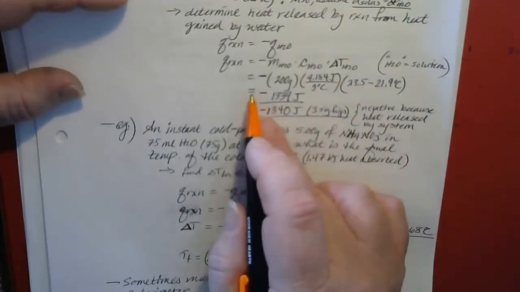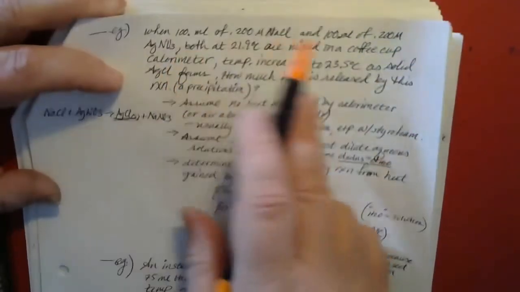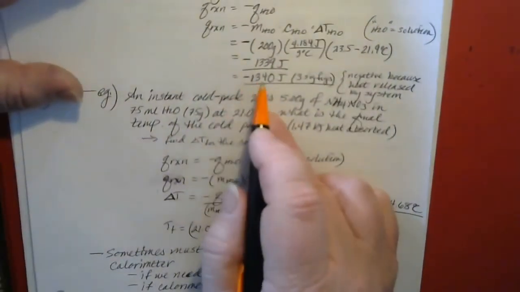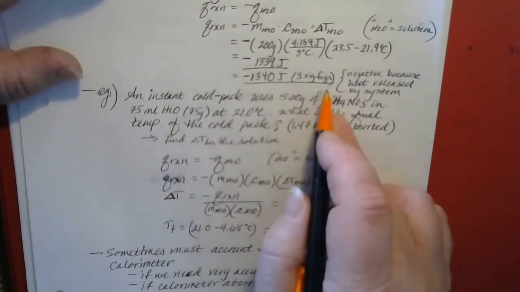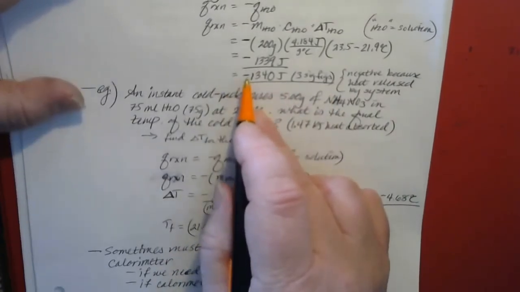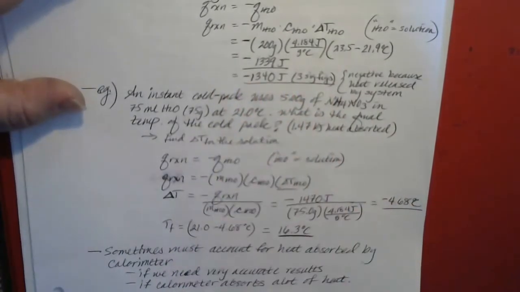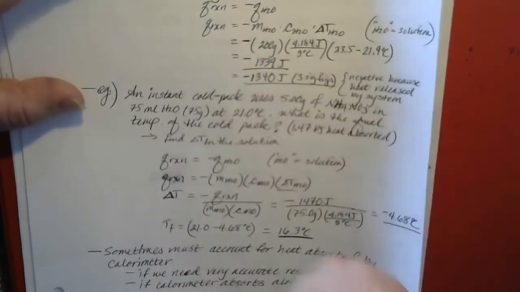And that gives us negative 1,339 joules, which to three significant figures, because you notice all the numbers in the problem were three significant figures, would be negative 1,340 with no decimal point. Notice also that it comes out negative, which is correct, because the system, that is the reactant molecules, are releasing heat. They're losing heat. So that would be a negative Q.